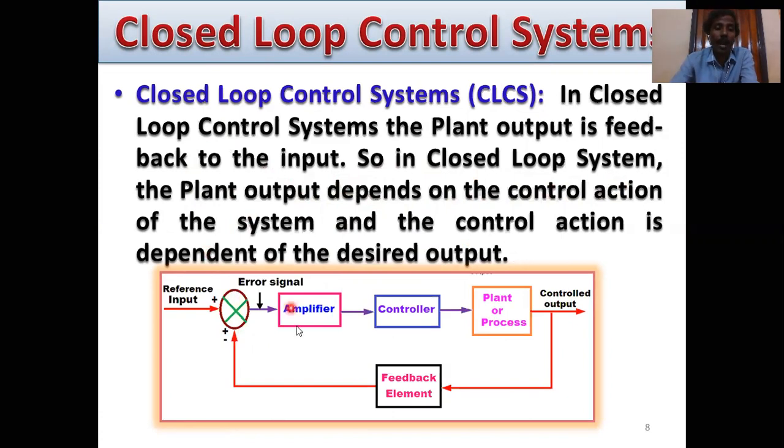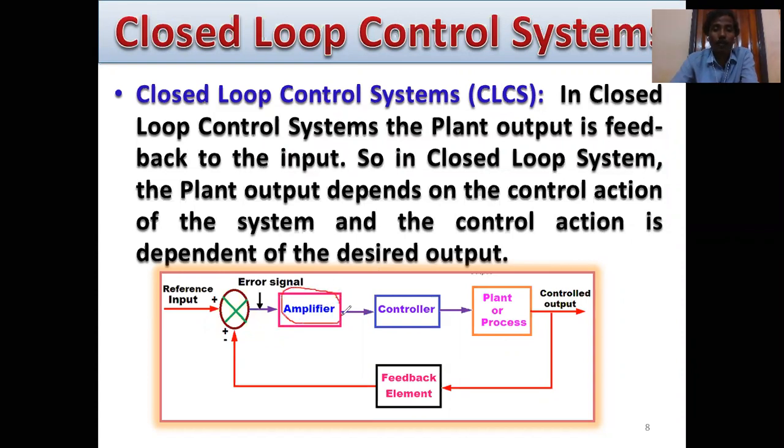And this is the block diagram. This is the reference input or set point, and this is the comparator. And the error signal means reference input minus feedback signal. This is also called e(t), the error signal. e(t) equals the reference r(t) minus the feedback signal.